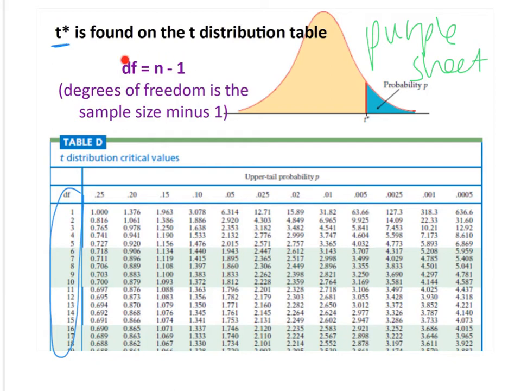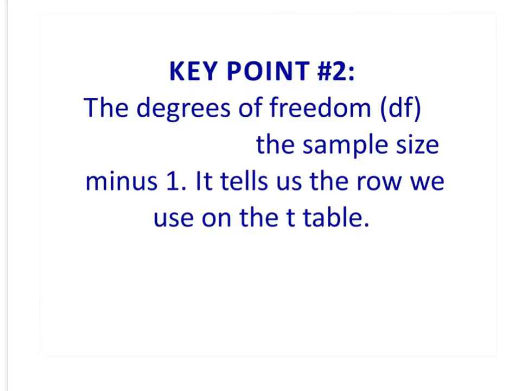So df equals n minus 1, and that's my second key point. The degrees of freedom, df, is the sample size minus 1. If you want to write that formula again, df equals n minus 1. And it tells us which row we use on the t-table.